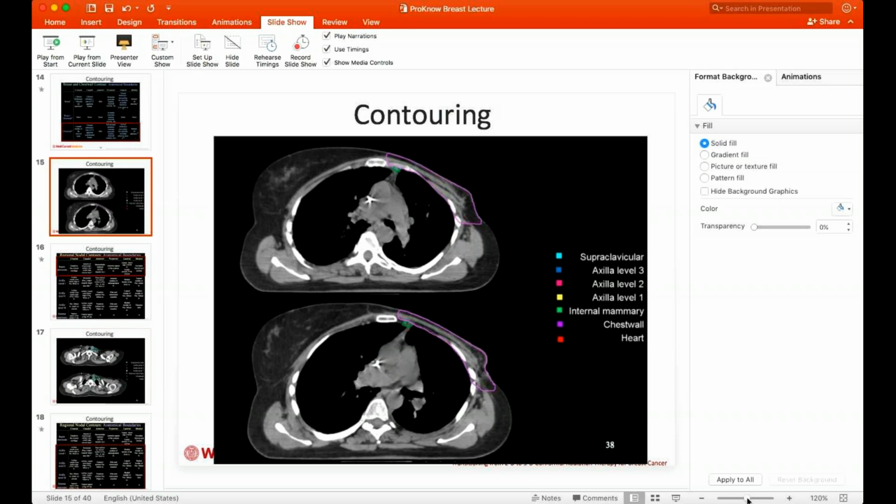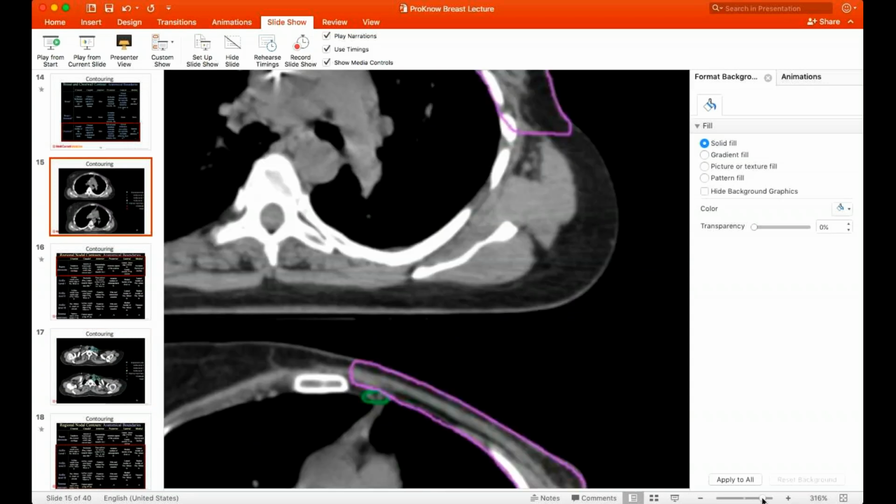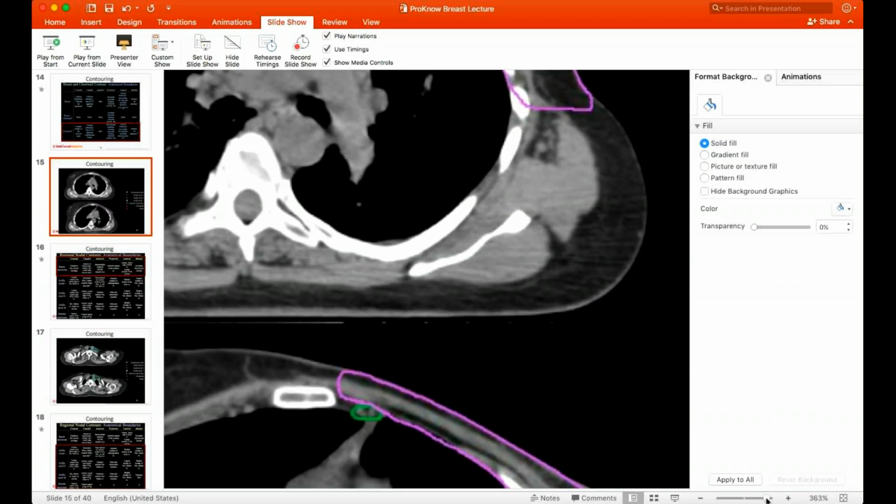Let me see if I can zoom in for you all. Can you see me zooming in? Do you see it zoomed in, everyone, in the green? Yes, we can. Okay.